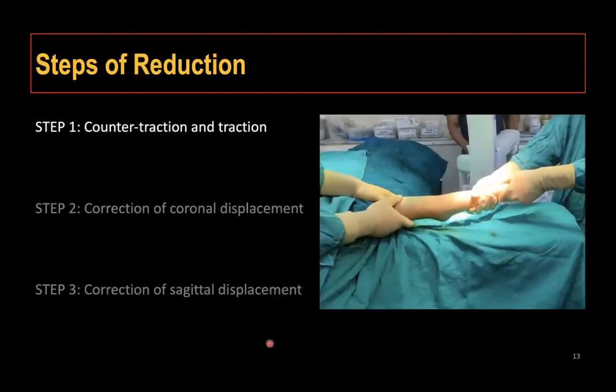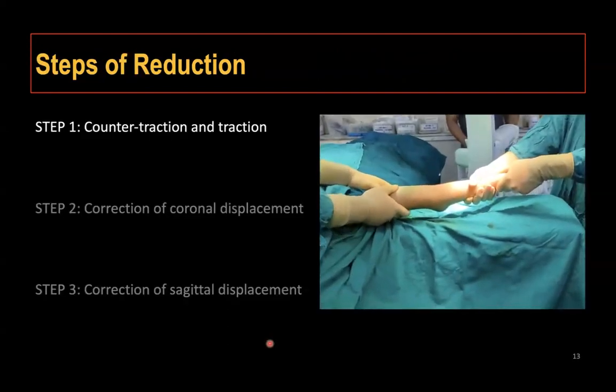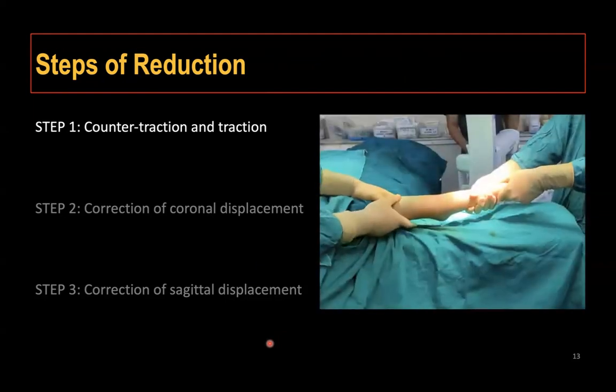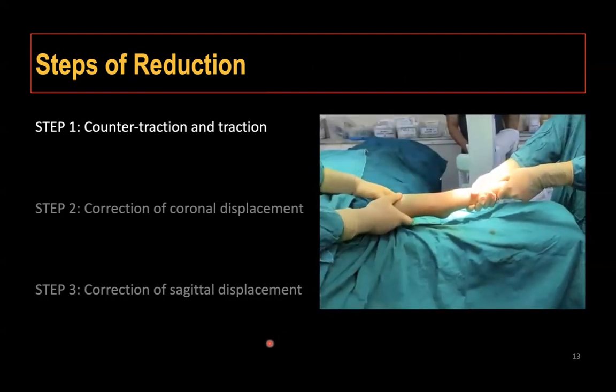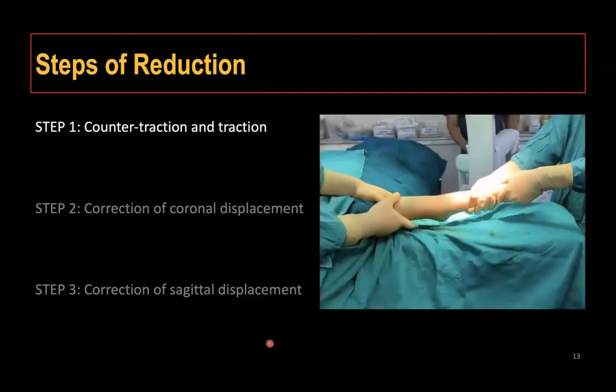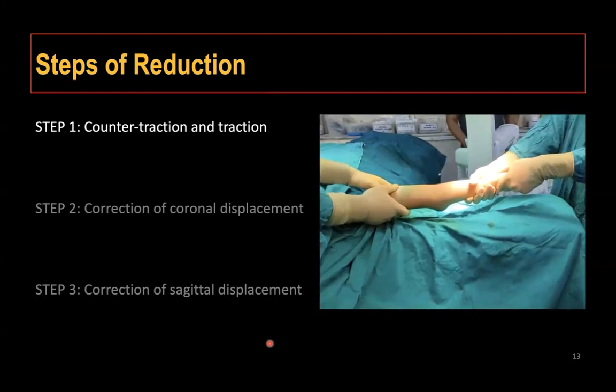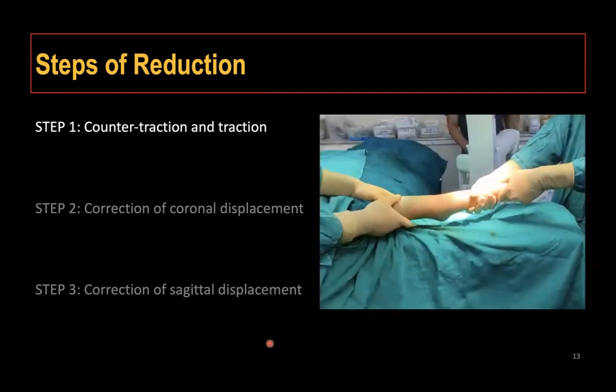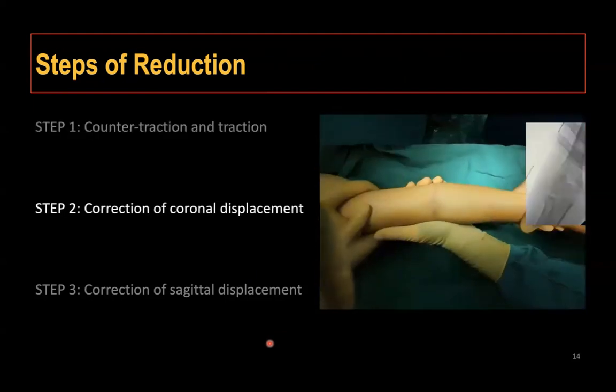Coming to the steps of reduction, the first step is traction applied by the surgeon, whereas the assistant applies counter traction. This step is extremely important to disimpact the fracture fragments. Sustained traction should be applied for some time before proceeding to the next step. The next step consists of correction of coronal angulation. Usually these fractures are in varus, and therefore you need to give a valgus stress to the fracture site in order to correct the coronal displacement.